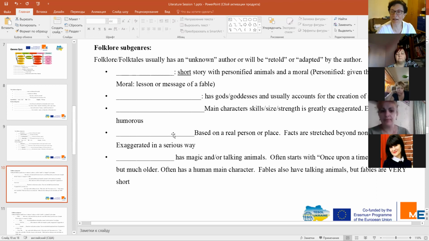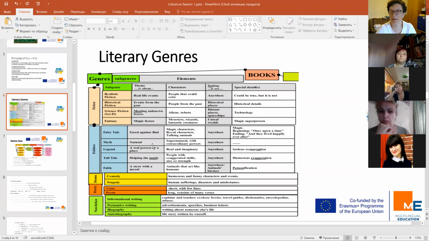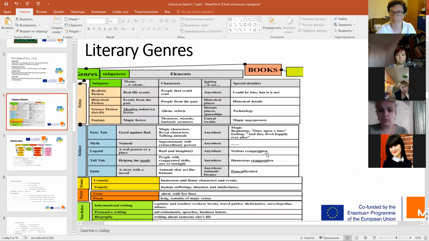And here, when we go back to folklore, we see that there can be lots of comparisons as well. Could you please tell me what we can compare here? In fairy tales. Like fairy tale and, to what?